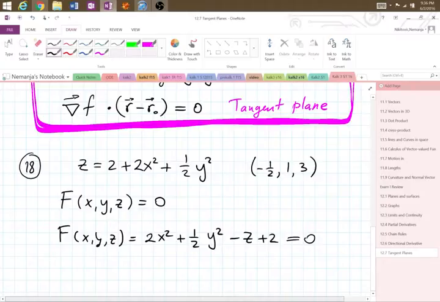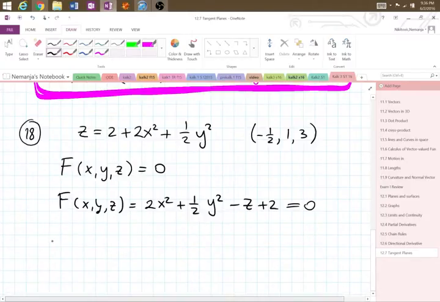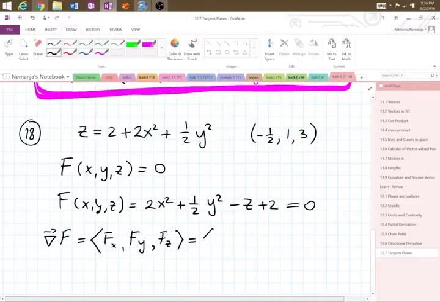And now we are going to find the partial derivatives, which will create our gradient vector. So gradient vector of f is going to be fx, fy, and fz. So partial derivative in respect to x is 4x. Partial derivative in respect to y is just y. And then -1. That's the gradient vector.